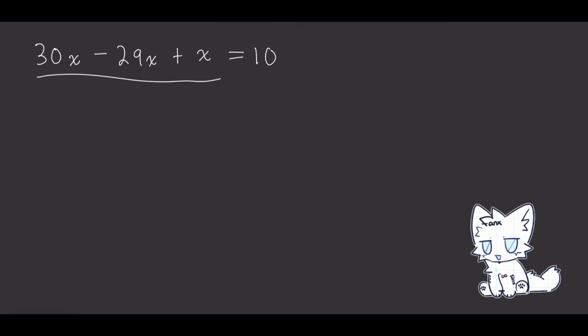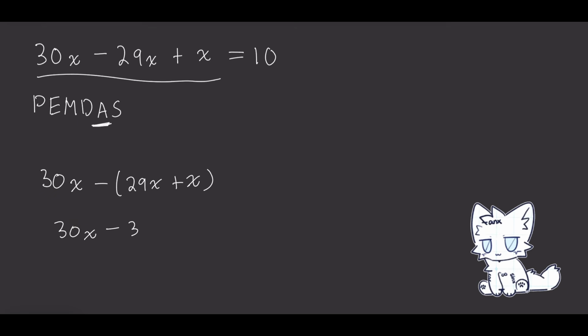30x minus 29x plus x. That would equal, we can take a look at PEMDAS, and we see that we have to do addition first. So 30x minus 29x plus x is equal to 30x minus 30x equal to 10. And 30x minus 30x is 0, which is equal to 10.